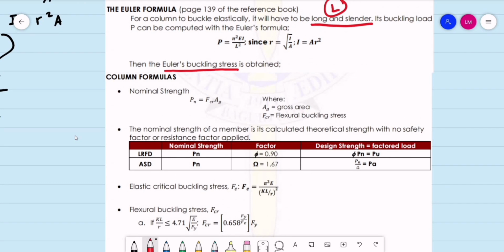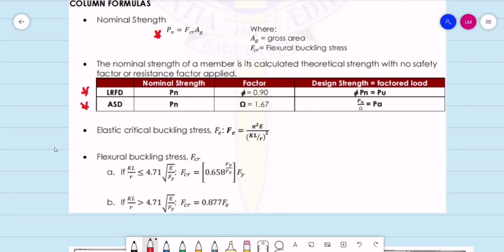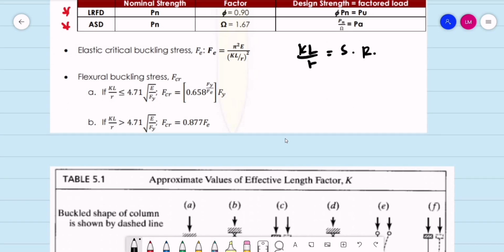Then we proceed to the column formulas. This is for the nominal strength. We have again the resistance factor and the factor of safety for LRFD and ASD. For the elastic critical buckling stress, that is F sub E. As you can see, that is from the Euler's formula, pi squared E divided by (KL over r) squared. Basically, KL over r is the slenderness ratio. For the slenderness ratio, we need to determine the value of the effective length factor. The effective length factor multiplied by the length of the column gives us the effective length of the column.